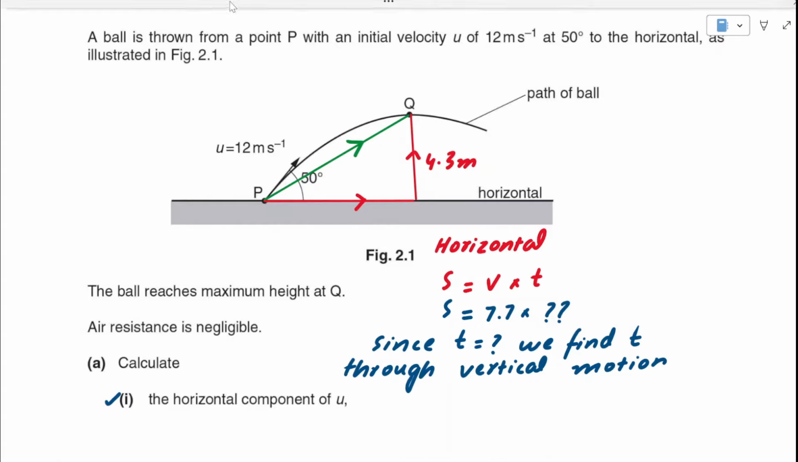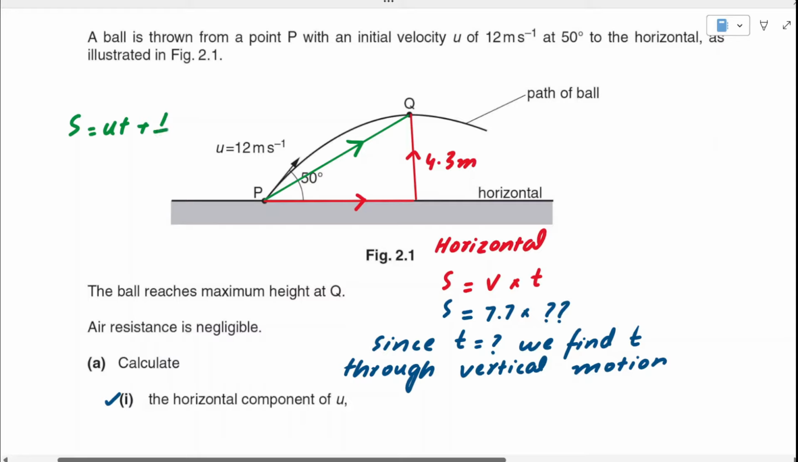So generally, in order to find t, you use this equation, s equals ut plus 1 over 2 at square. And be careful with the sign convention. This is the reference point. You started off with this one. If you're above the reference point, your displacement would be positive. In this case, it should be 4.3 with the positive sign.